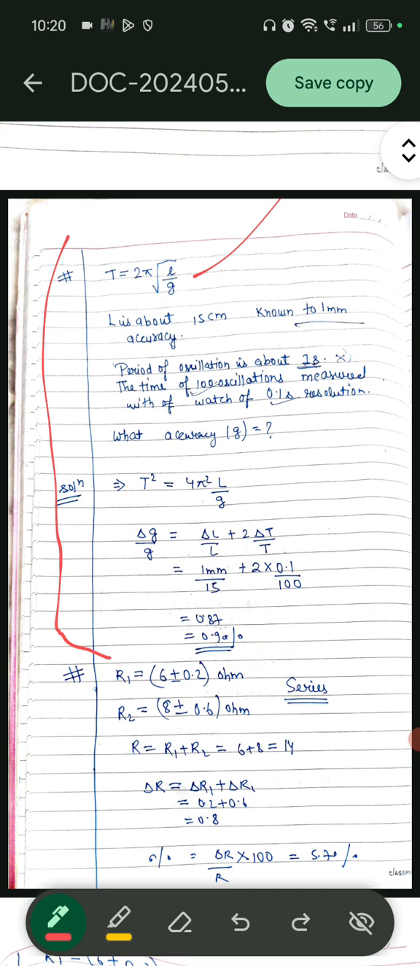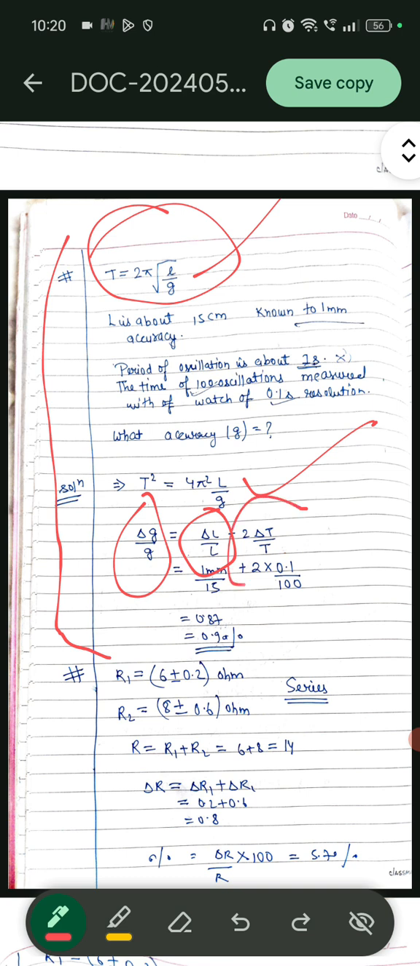So we'll take the squares. After taking the square, write it in the form of percentage error: delta g by g equals delta L by L plus 2 delta T by T. Why is there 2 delta T by T? Because here is T square. The 2 pi is a constant term, that's why we are neglecting it.